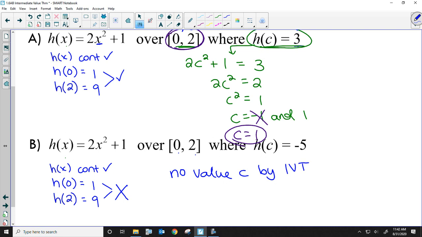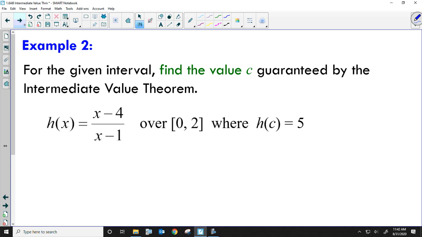Okay. All right, here's another function. Same directions. Okay, we're going to find that value c that's guaranteed, but first we need to make sure that we can actually use IVT. Let's verify this. So here's this function h of x. It's x minus 4 over x minus 1. The first condition of IVT is continuity. Well, we know plenty about rational functions. What do we know about this function h of x? It's not continuous at x equals 1. And the interval that we're looking at is from the x values of 0 to 2. So no, h of x is not continuous, so we can't do anything.